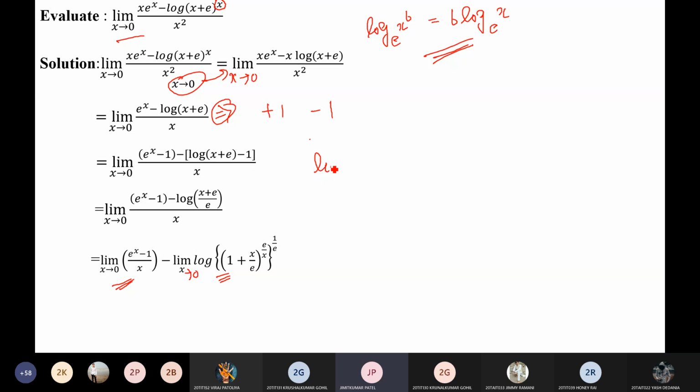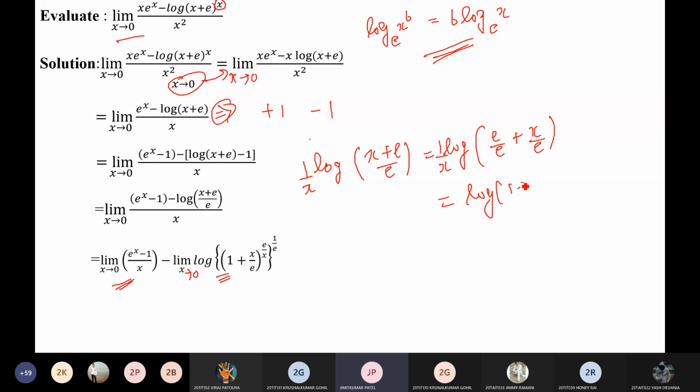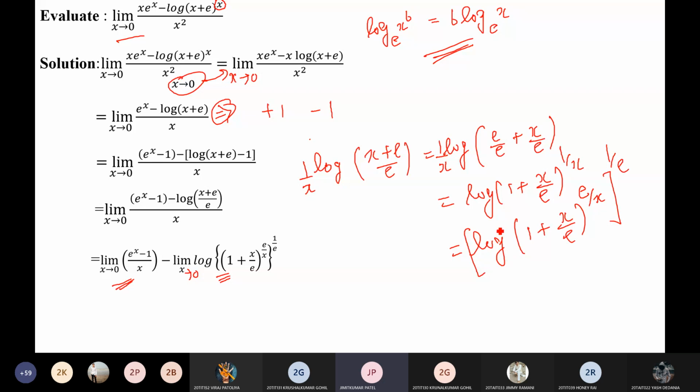So what do we do first? Here I do x plus e upon e is equal to log of e by e plus x by e. Now I have 1 upon x already there. So 1 upon x, so what I do? Log 1 plus x by e raised to 1 upon x. Now I multiply and divide by e, because I want to use the formula for that. So e by x raised to 1 upon e. So I do it in this way.